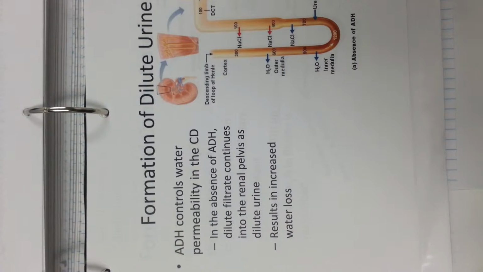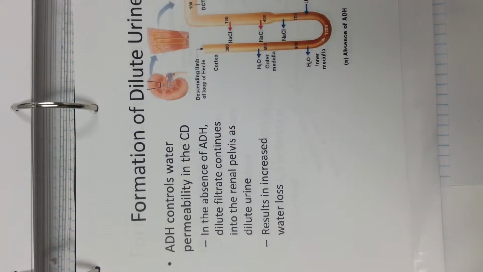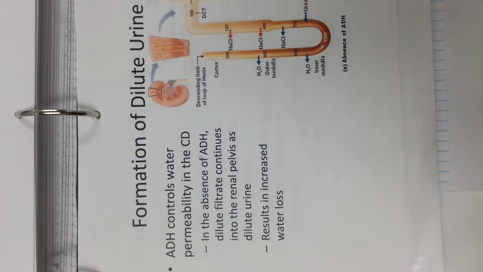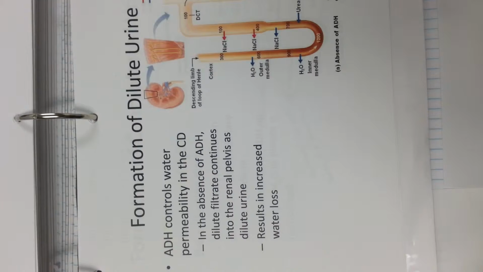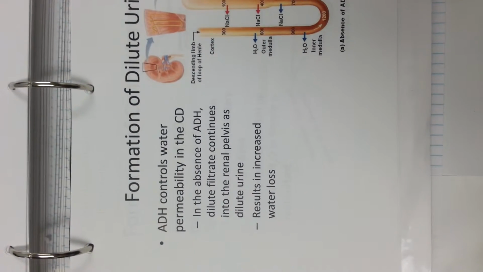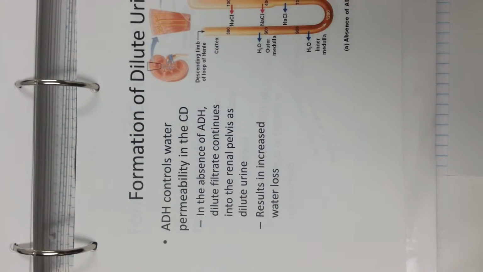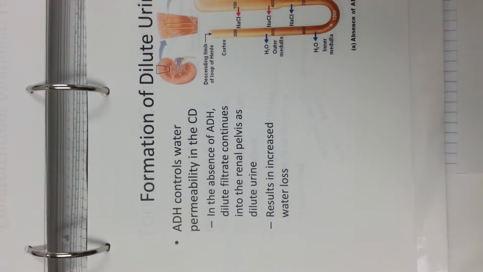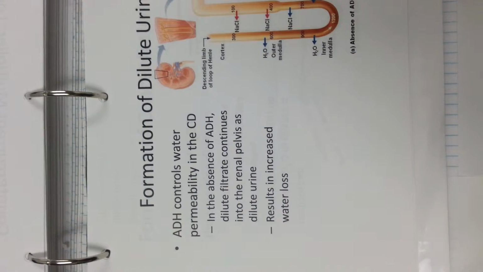Formation of dilute urine. ADH controls water permeability in the collecting duct. In the absence of ADH, dilute filtrate continues into the renal pelvis as dilute urine, resulting in increased water loss. If you remember ADH, basically sodium leaves, right? And when sodium leaves, water follows sodium. That's what ADH and aldosterone do. ADH controls water permeability in the CD.